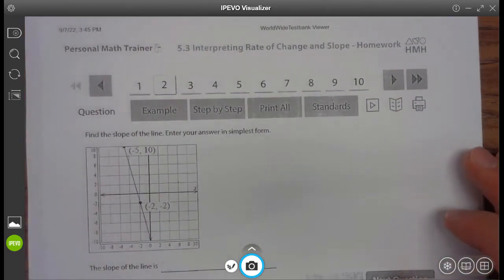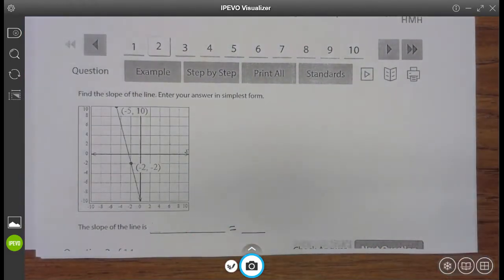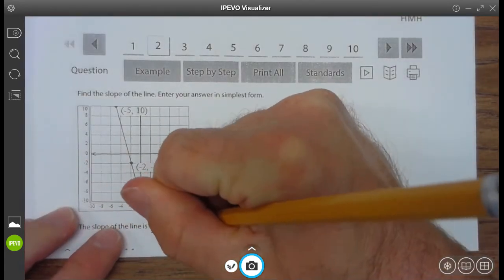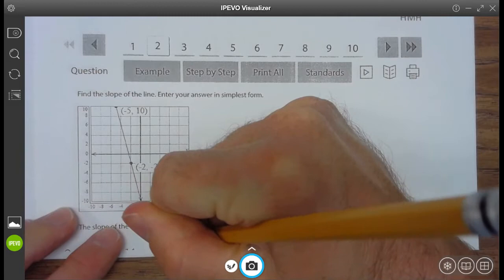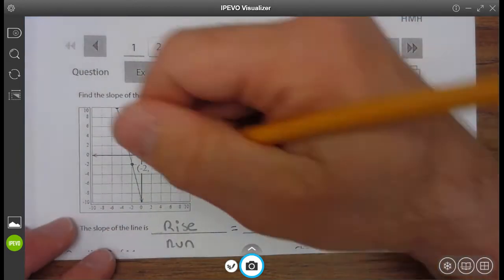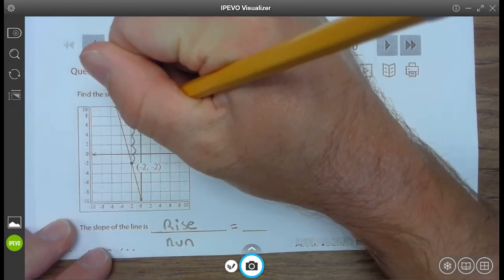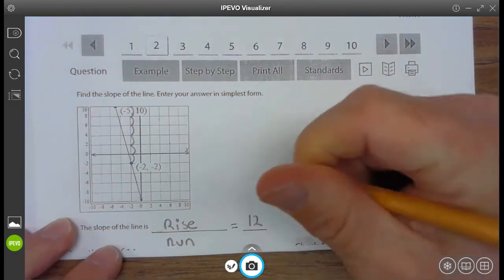All right, let's take a look at example 2. Find the slope of the line, enter your answer in simplest form. So again, we're going to do rise over run. And be careful, we're counting by 2's. Okay, so again, it's rise divided by run. Okay, so we're going to go up 2, 4, 6, 8, 10, 12. So the rise is 12.